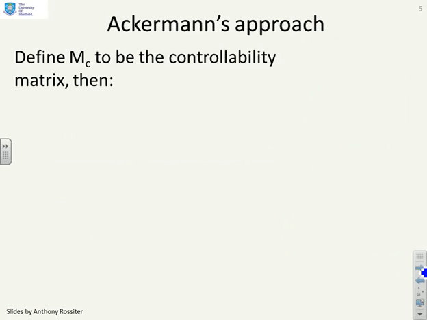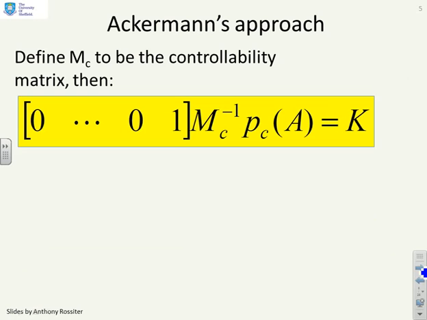Ackermann's approach, what you did is you defined MC to be the controllability matrix, and then the state feedback was given by this formula here. Essentially, you'll notice you're taking the bottom row of MC inverse times PC of A.